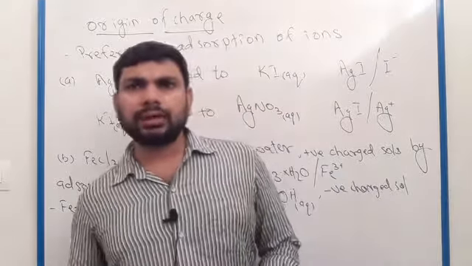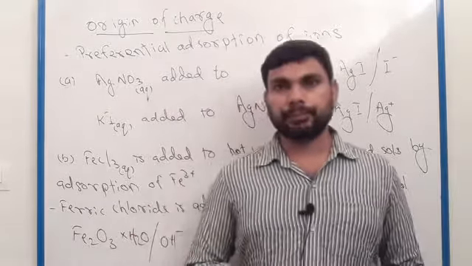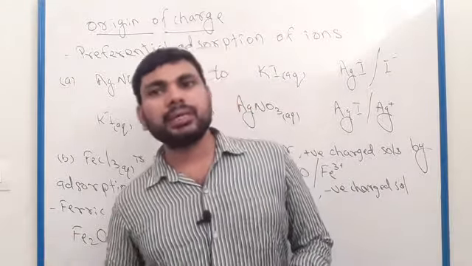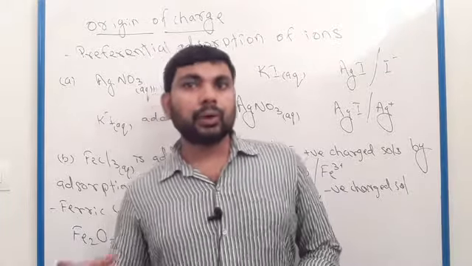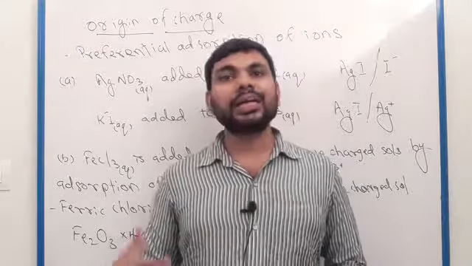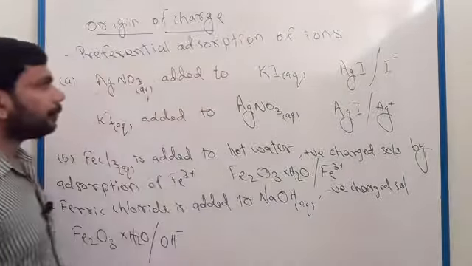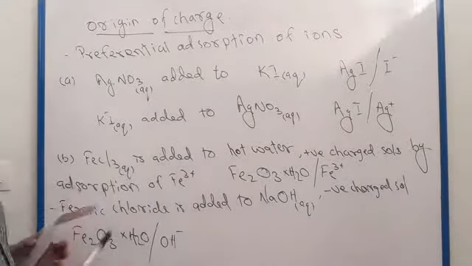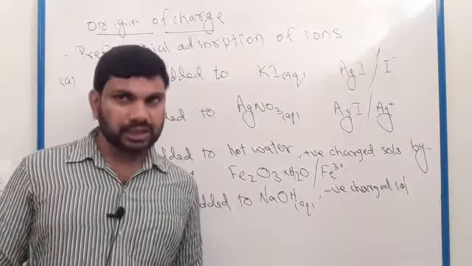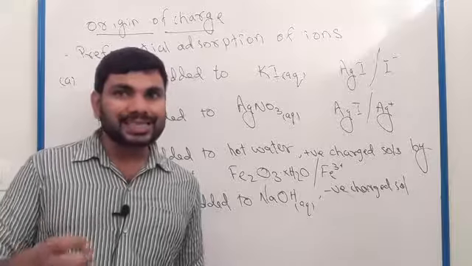The reason for this charge on the colloidal solution is preferential adsorption, meaning colloidal particles adsorb ions from the dispersed medium. Colloidal particles will adsorb positively charged ions or negatively charged ions. Based on this, colloids get charged. That's why colloids get charged.